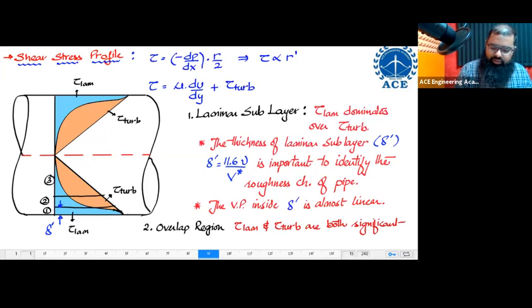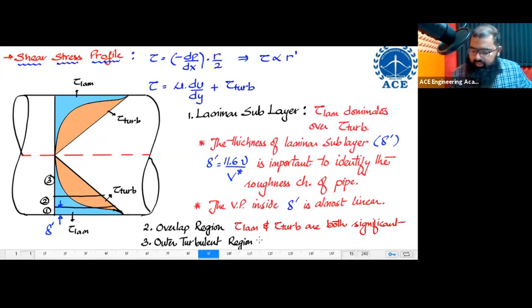Come to the third region now. The third region over here, which is where tau turbulent is dominating over tau laminar, is known as the outer turbulent region. In this outer turbulent region, what is going to happen? In this region, tau turbulent is much greater than tau laminar.